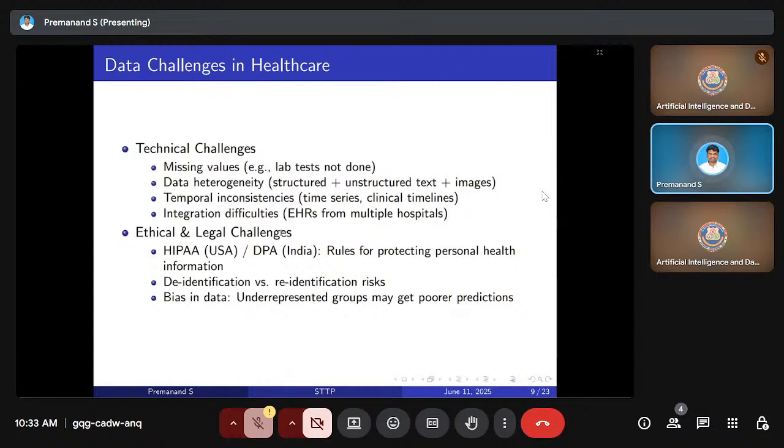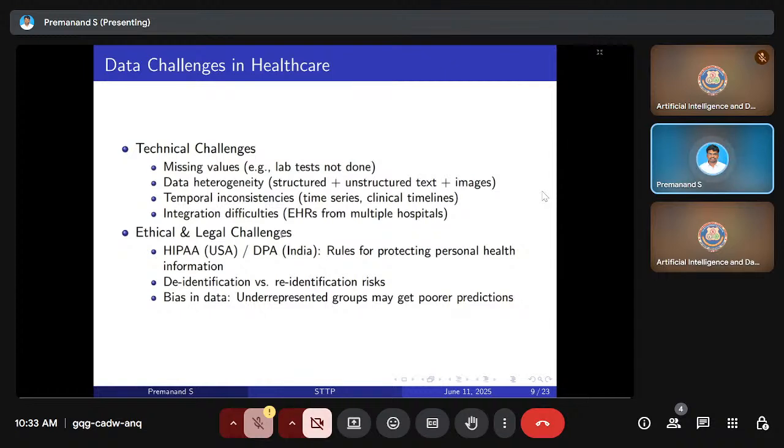Integration difficulties, in the sense of the GH hospital and all: we have doctors with only an MBBS degree, so they have only a preliminary level of knowledge. In that case, they won't get the maximum amount of data. So the best thing is, when we are taking healthcare-related data, we need to take care of all those information. Okay. Next thing is ethical and legal challenges.